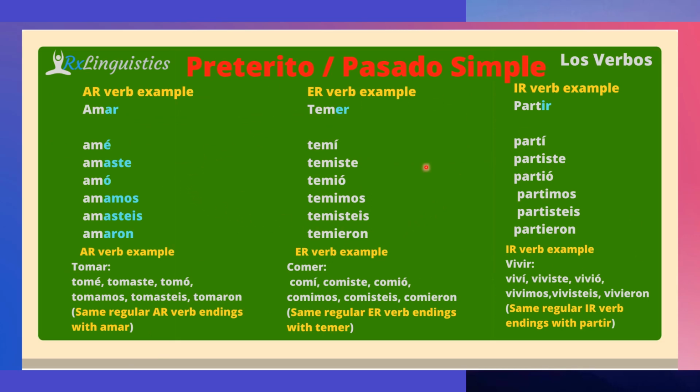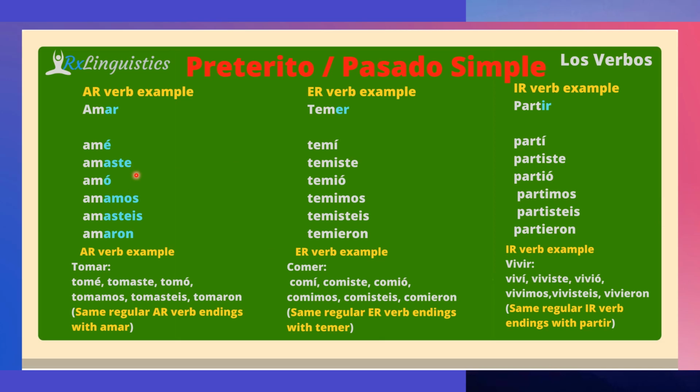Okay, so we just compared the present tense over there, and here is the preterit, or simple past, of this verb. If you learn to conjugate Amar in the simple past, at the same time you are learning to conjugate Tomar. Temer, same as Comer. Partir, same as Vivir. Okay, so here is amé, which means yo amé.